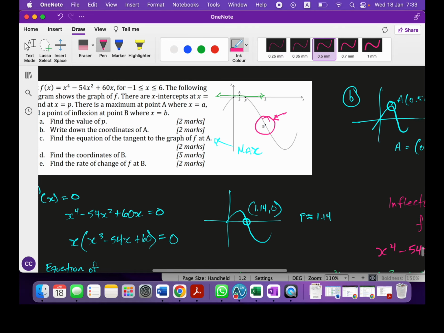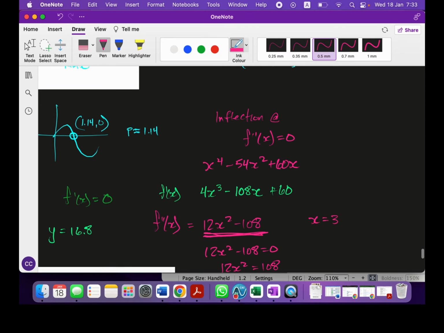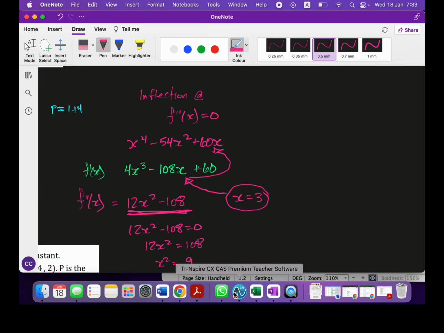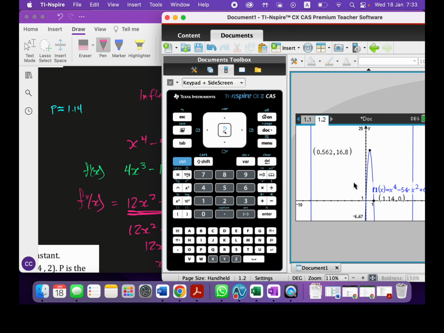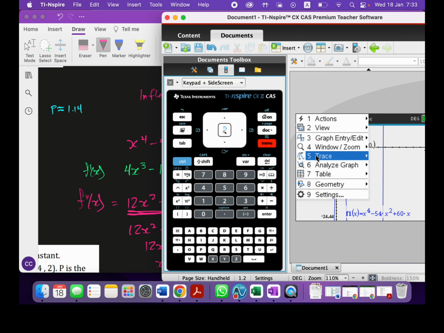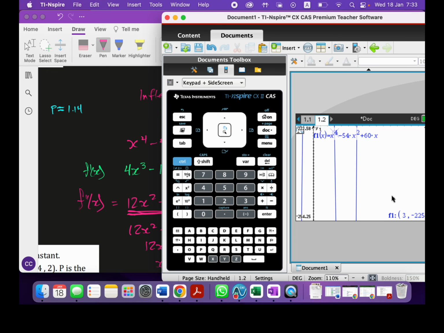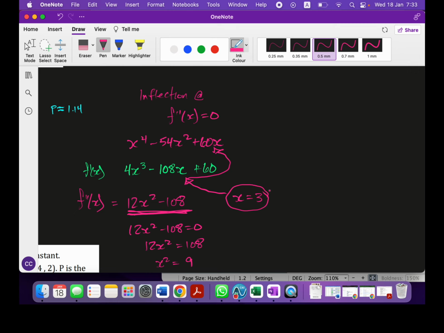I just want to make sure, find the coordinates of that point of inflection. So now I have to take this and substitute it back into the original equation. That is silly to me. I'm just going to use my calculator. I'm going to do menu, trace, graph trace, and I'm going to type the number 3, and it tells me that that is at negative 225. So 3, negative 225 would be my answer.